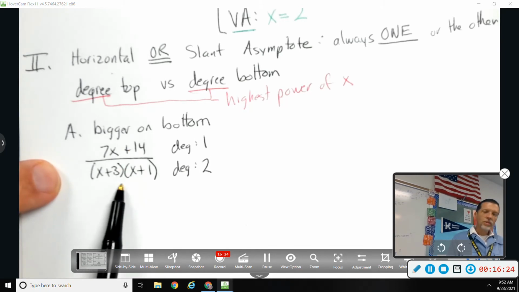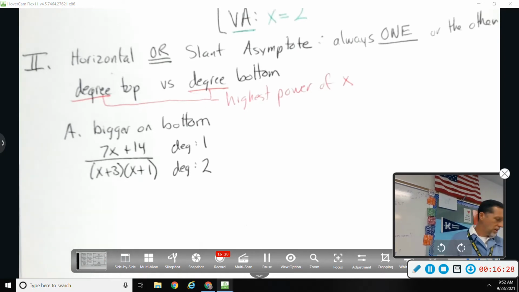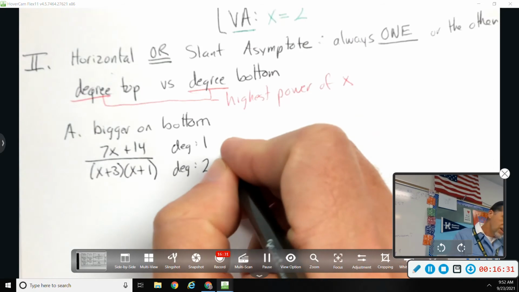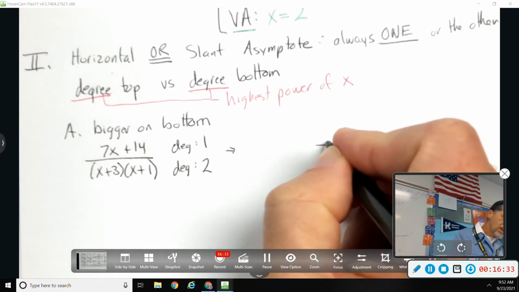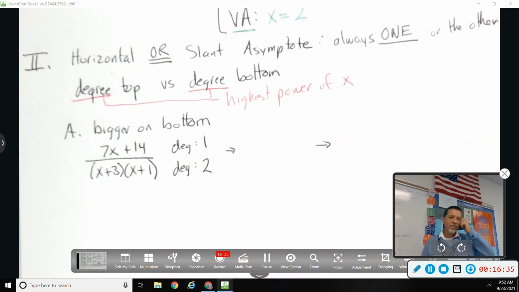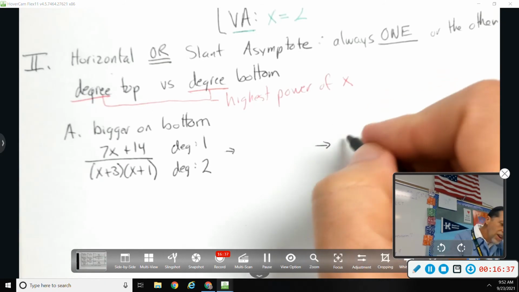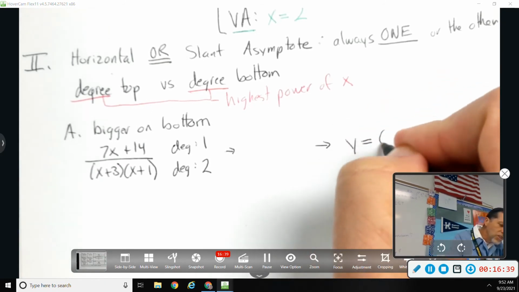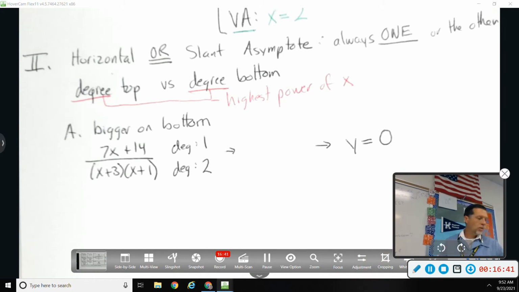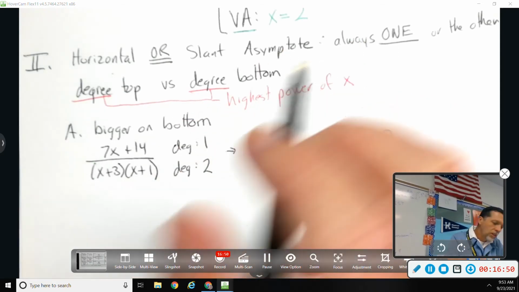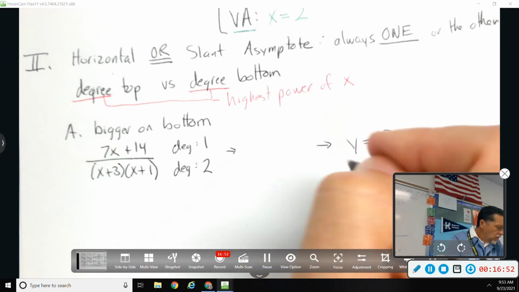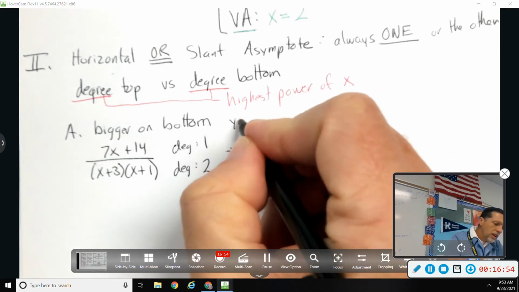You know what that would be? If you take a big number and you divide it by a super big number, you'd have a small number. In fact, you'd have a really small number that approaches, as in an asymptote, of 0. I left a little blank there because there's a little acronym that goes with this. So if it's bigger on bottom, you get y equals 0.